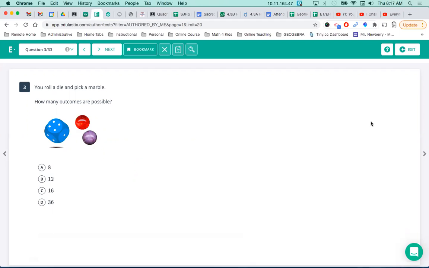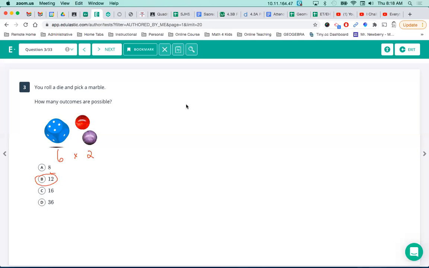Well, this is the thing. If we look at the die, there are 6 outcomes with the die, and there are 2 different outcomes with the marbles. The way you can get the total number of outcomes is you multiply the 2 together. So 6 times 2, which would be 12, would be our answer.